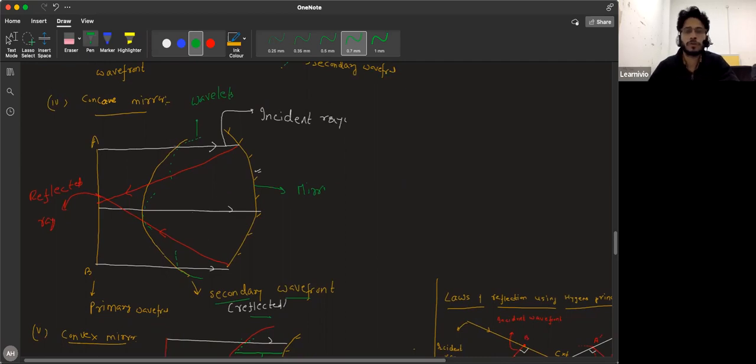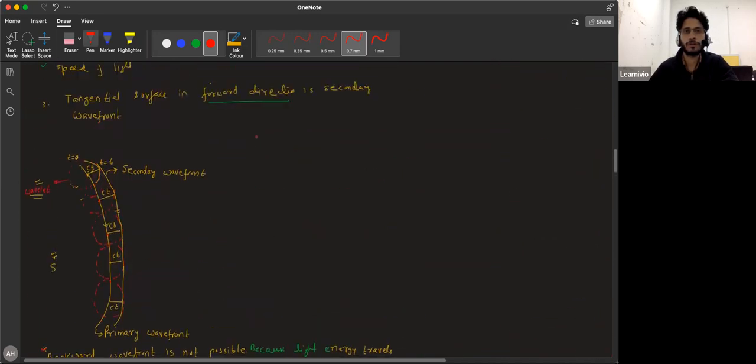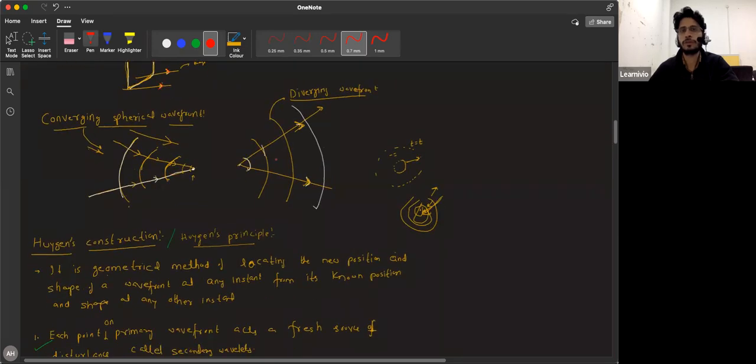Sorry, I made a mistake. This is not the converging wavefront; this is the diverging wavefront. Give me one minute. The shape of the converging wavefront is this. This is the converging one, so this will be your wavefront, and these are your rays. See, we drew them earlier also. This is converging and this is diverging.